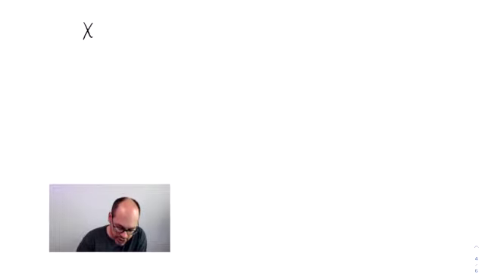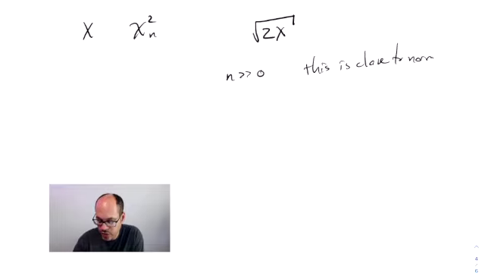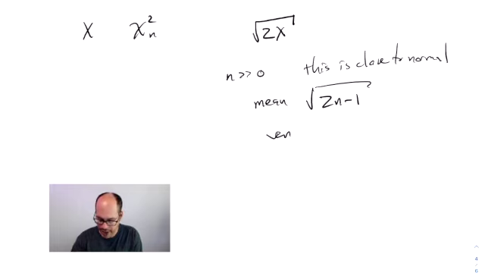So another one of these nice transformations is the following. If x is chi-square with n degrees of freedom, then if I take the square root of 2x, and n is reasonably large, then this is close to normal, closer than the chi-square itself would have been. And it has a mean of the square root of 2n minus 1, and a variance of 1. Okay, so this makes it a lot simpler to think about.